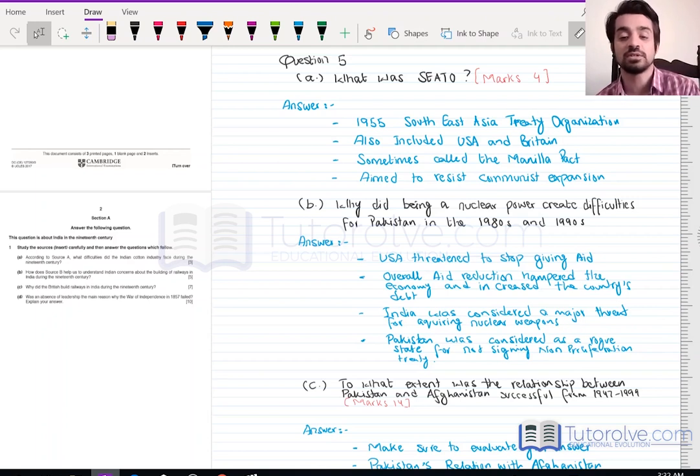Now part B, why did being a nuclear power create difficulties for Pakistan in the 1980s and 1990s? This is a 7-mark question. Basically, the US was threatening Pakistan to stop aid. That was one of the reasons. Another reason is overall aid reduction from across the Western Hemisphere, which hampered the economy of Pakistan and also increased the country's debt.